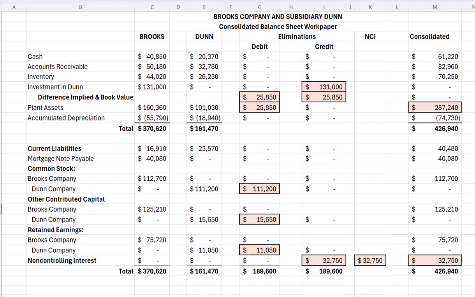And so I know that my assets balance with my equity and liabilities at 426,940, and those are all the elimination and adjustment entries that we need to make in order to be done.